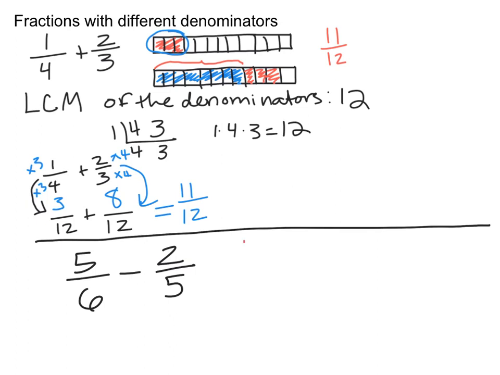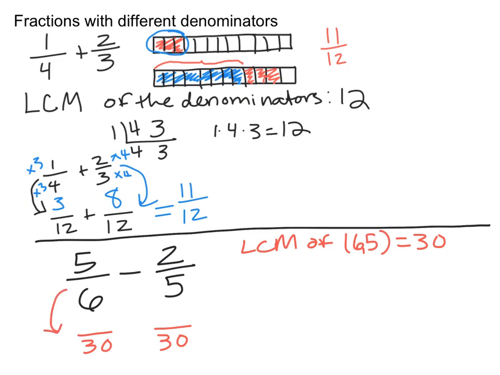Okay, so for my first step, I'm going to find my LCM of 6 and 5. And I found that to be 30, because there's no other common factors. So then I rewrite my fractions with 30 as the denominator. And 6 times 5 gave me 30. So then I'll do 5 times 5 to get 25. And over here, 5 times 6 gave me 30. So 2 times 6 would give me 12.